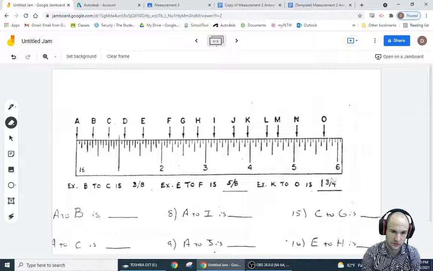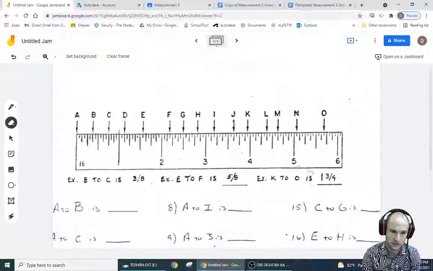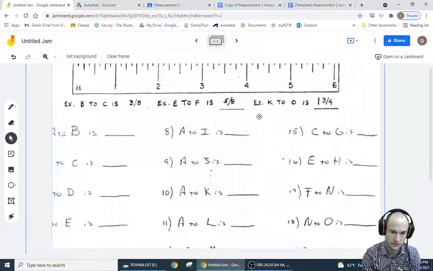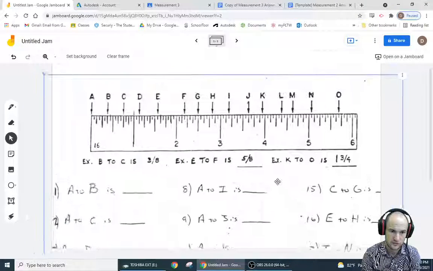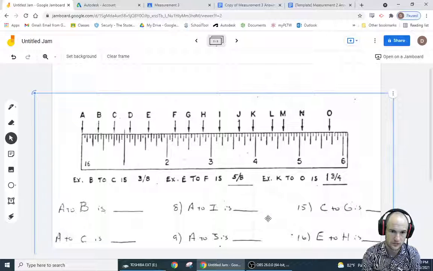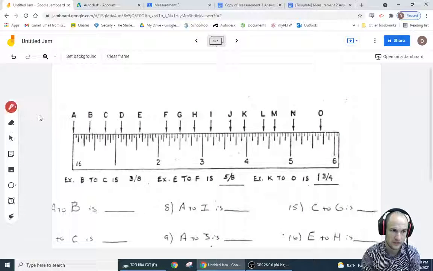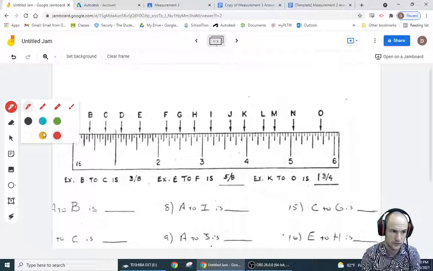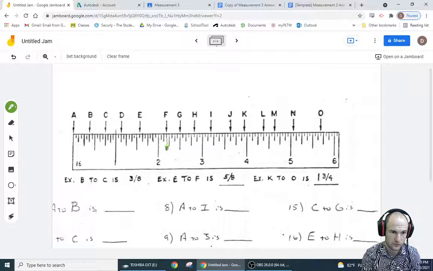E to H isn't a long one. Ooh, looks like a lot of it got cut off. Let's do F to N. That sounds like a decent length. Okay. So F to N. So we'll start out, we'll make a green the inch. So F starts here on the 3rd 16th. 1, 2, 3 16ths. So if I go to the next inch and I count 3 16ths, I'm not at N. So from here to here, that's 1 inch.